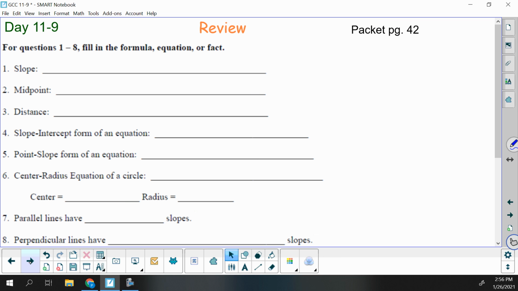All right, we're going to go through the review today, and we're going to be on page 42. We're going to start out, we're just going to review a bunch of formulas. Our slope formula. Slope is usually represented with m. We do y2 minus y1 over x2 minus x1.